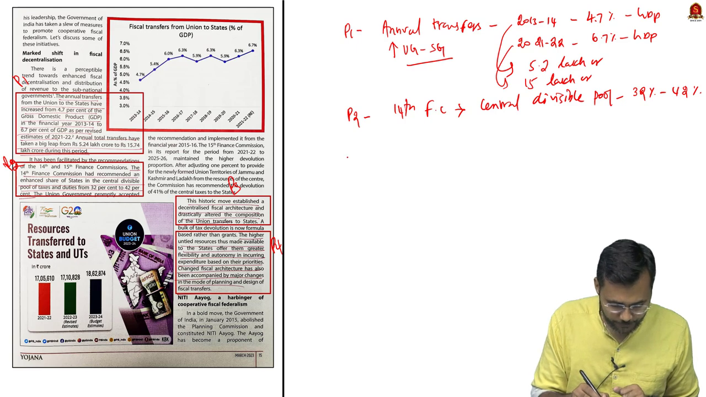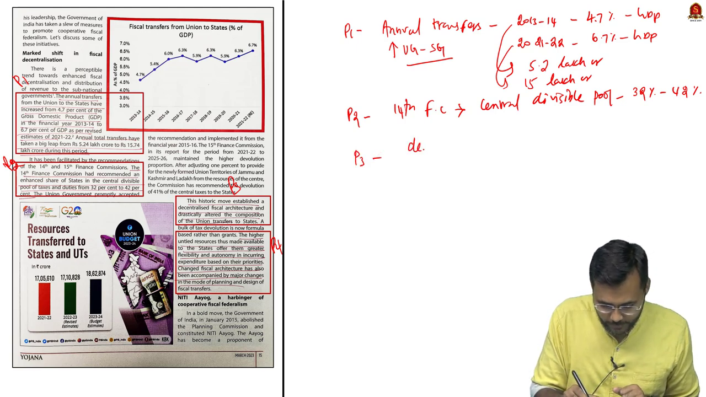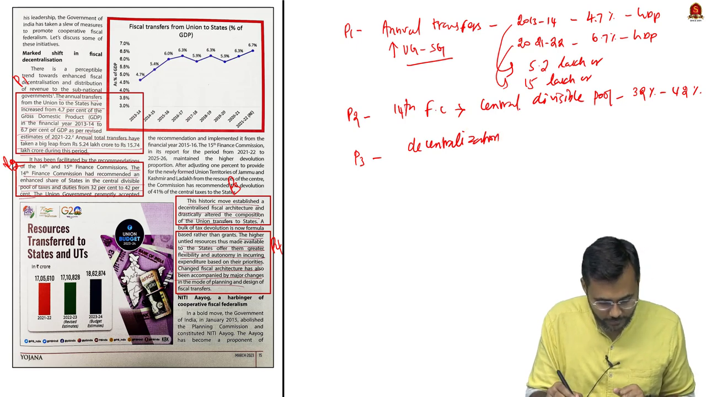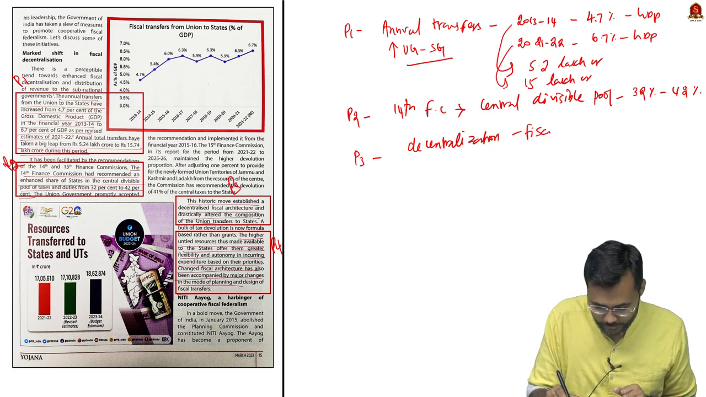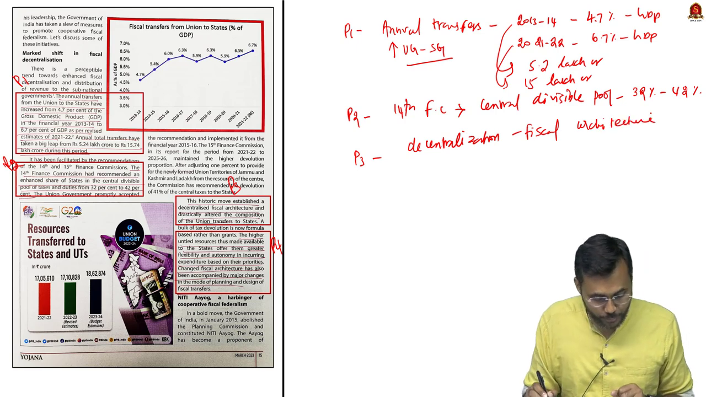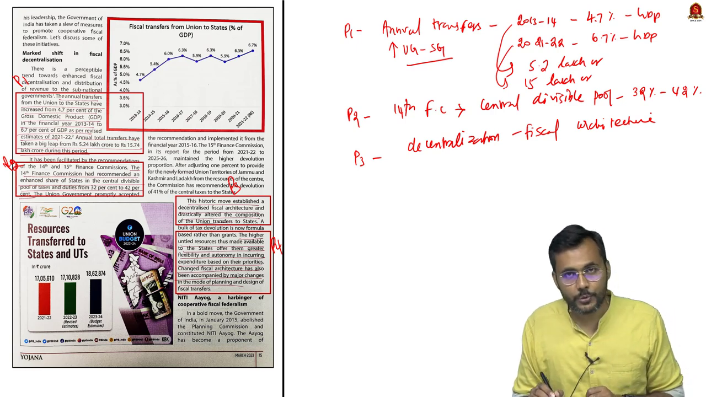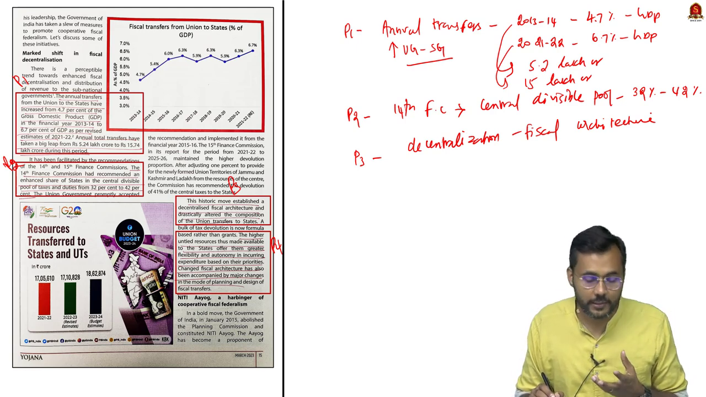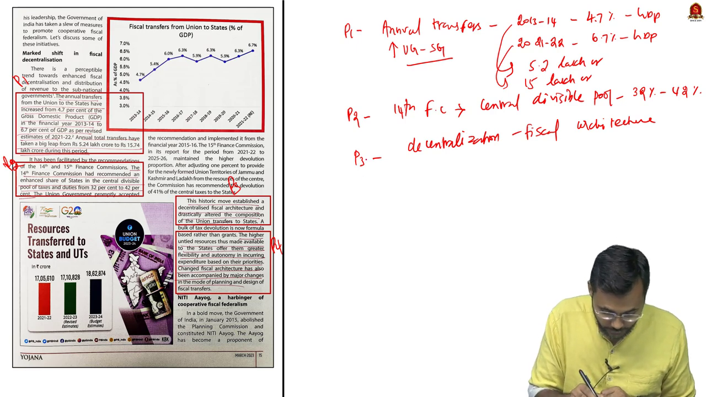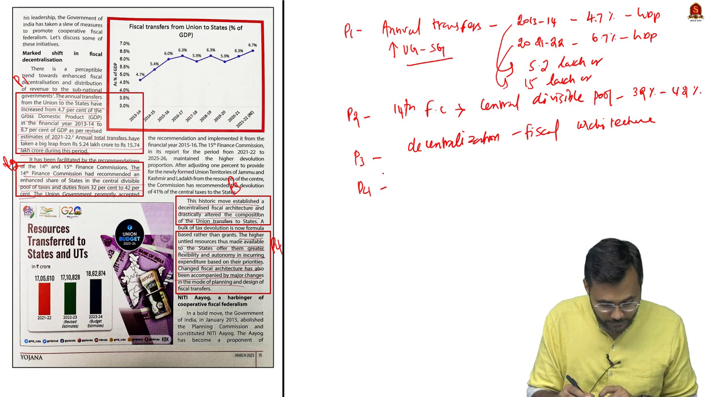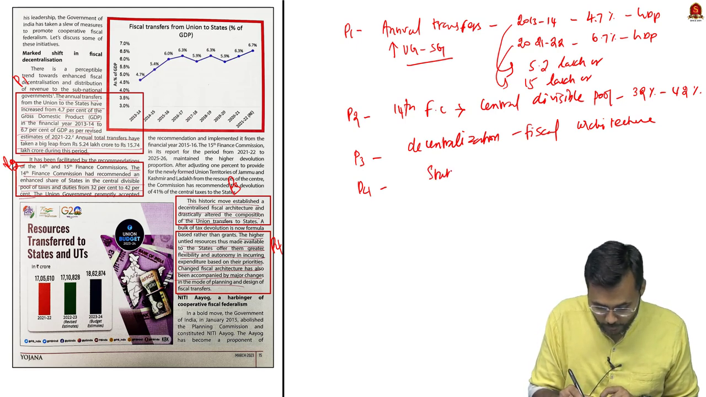And paragraph 3 speaks about decentralization. We already saw that fiscal federalism is based on decentralization of fiscal architectures. Fiscal architectures are nothing but processes and institutions. Right now in India, a lot of new mechanisms are created so that there is a lot of fiscal decentralization. That is given in paragraph 3. And paragraph 4 speaks about autonomy, that is, states are given greater autonomy.